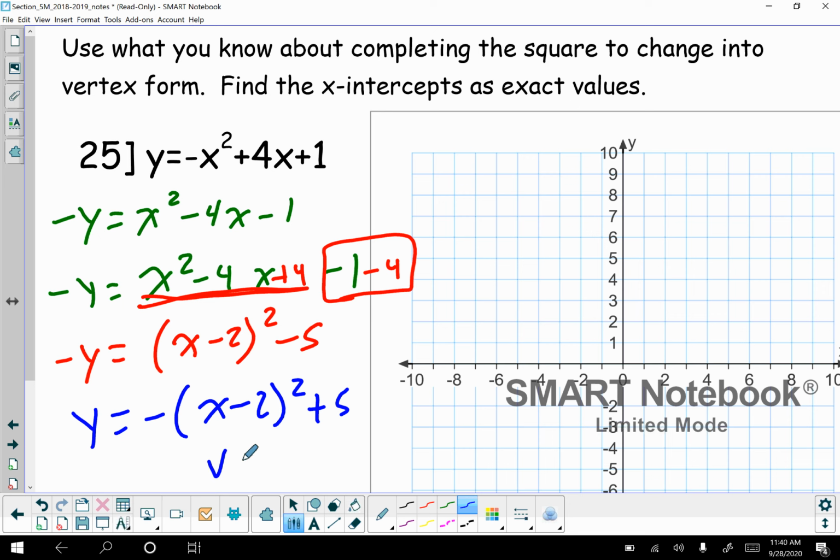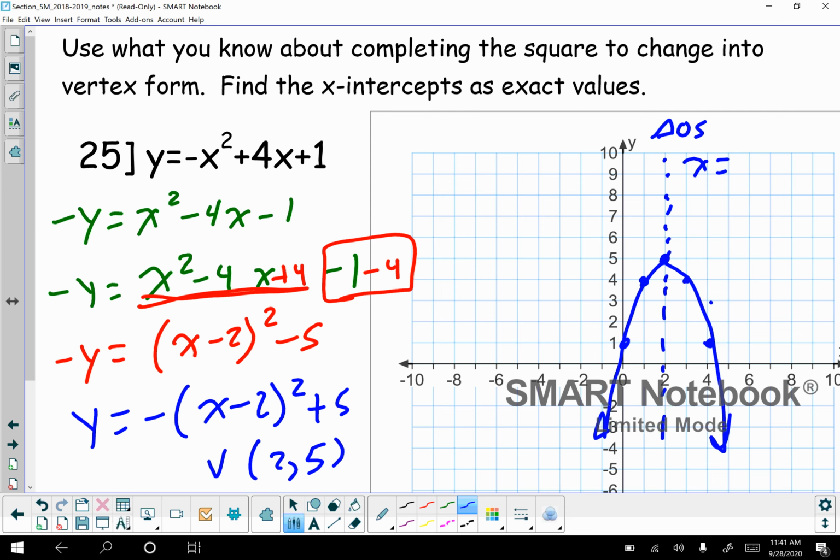So this now has a vertex of 2, 5. So 2 up 5. My pattern graph, because I have a negative, is going to be down 1, right 1. Right 1, down 3. Left 1, down 3, and so on and so forth. So that's what this parabola looks like. We'd have the axis of symmetry being this, so the AOS is x equals 2.